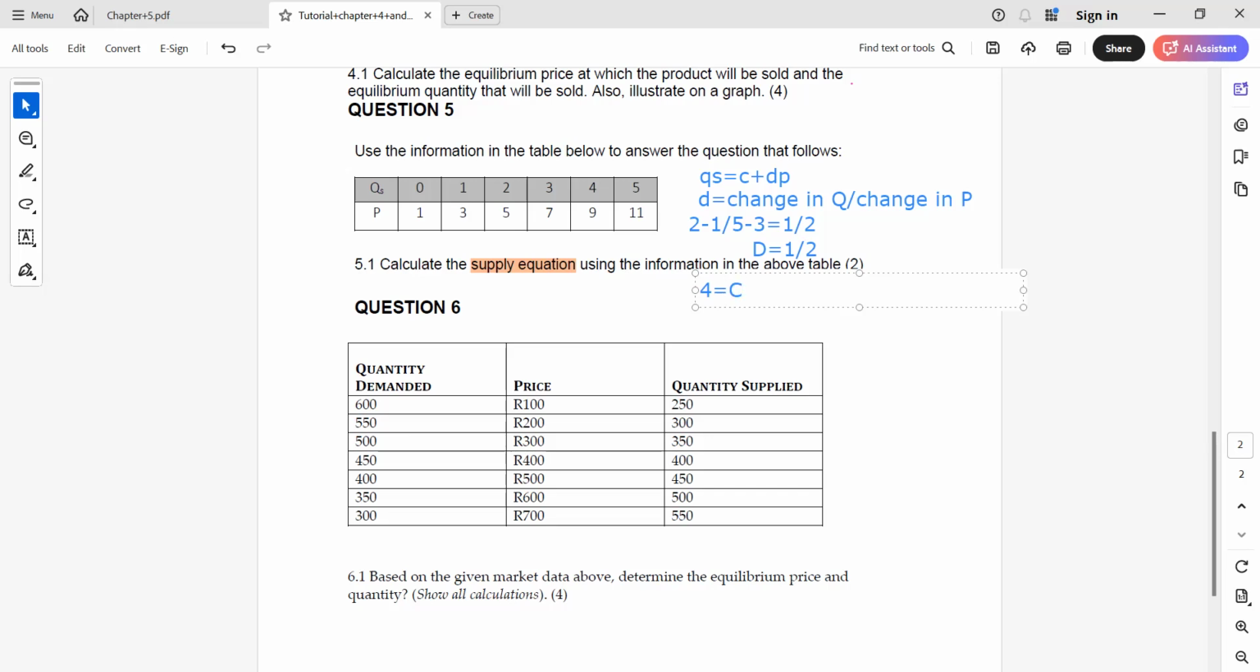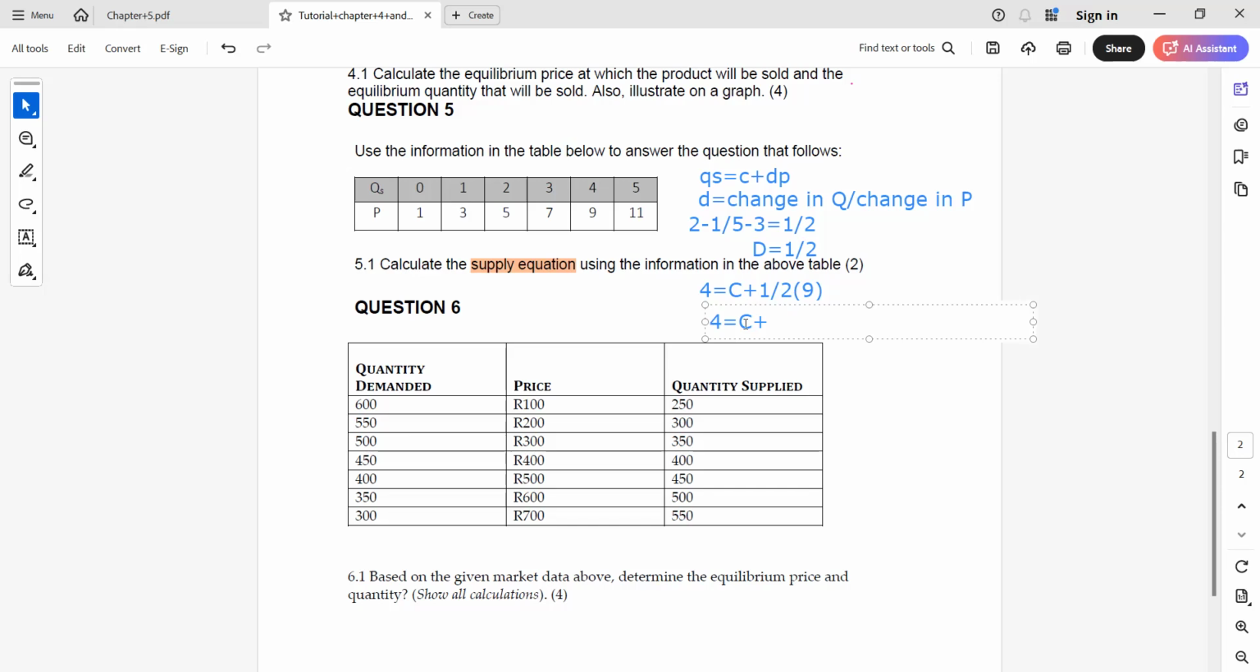So C plus D, which is 1 over 2, into, you open your brackets, our price is 9. You don't just take any price. If you chose to take the quantity 4, then your price will be 9. If you chose to take the quantity 3, then your price will be 7. Understand? So after this, we have 1 over 2 into 9, you get 4 equals C plus 1 over 2 into 9.